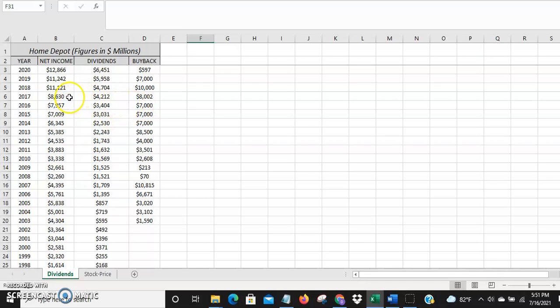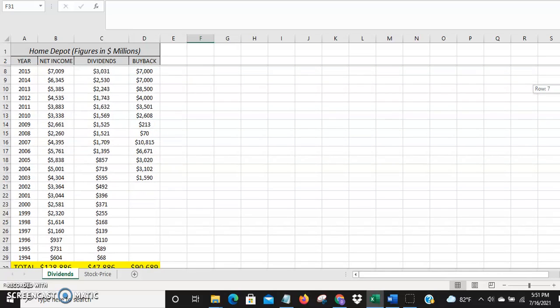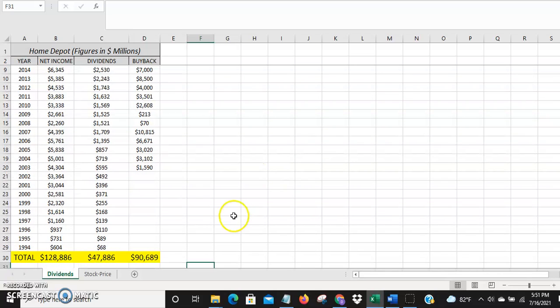But in this session, just keep focus on the net income, dividends and buybacks. I've put all these amounts for all these years, and the company has pretty much been profitable all this time. Its profit keeps growing at a very steady pace.